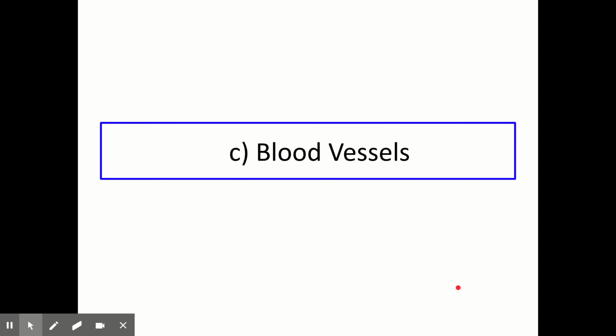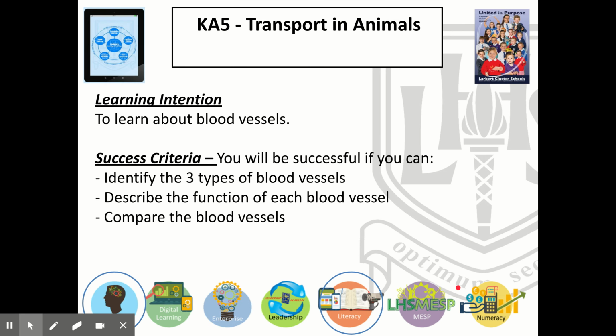So now that we've covered the heart as a transport system in animals, we are now going to move on to look at our final transport system, which is the blood vessels in more detail. So our learning intention for this part of the lesson is to learn about blood vessels, and hopefully by the end of the lesson, you'll be able to identify the 3 types of blood vessels, describe the function of the different types of blood vessels, and compare the blood vessels to one another as well.